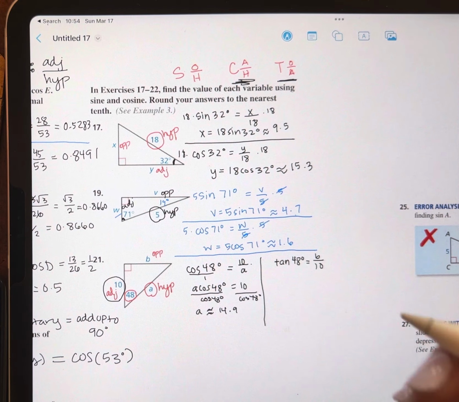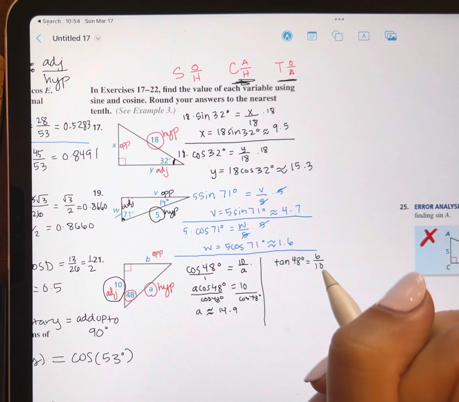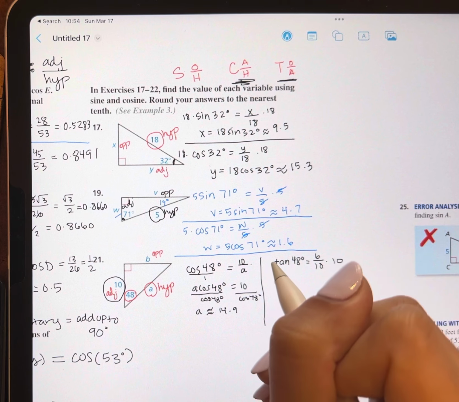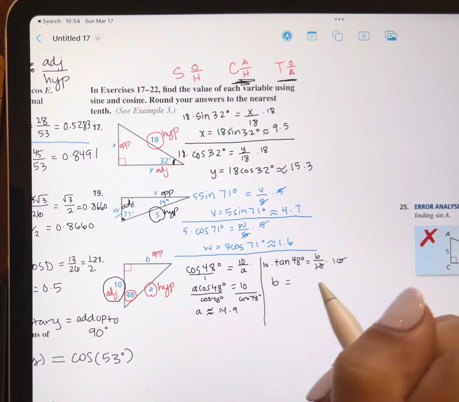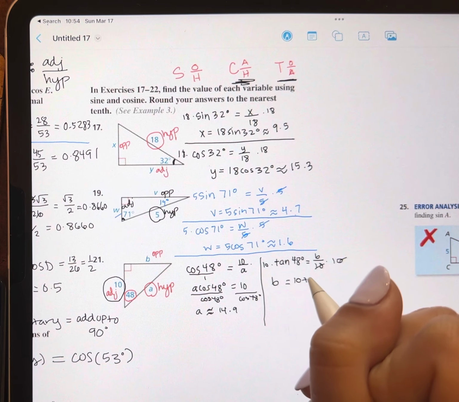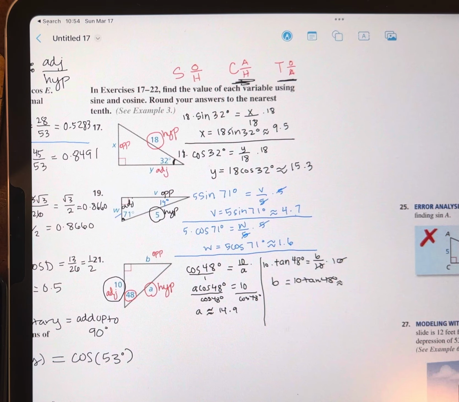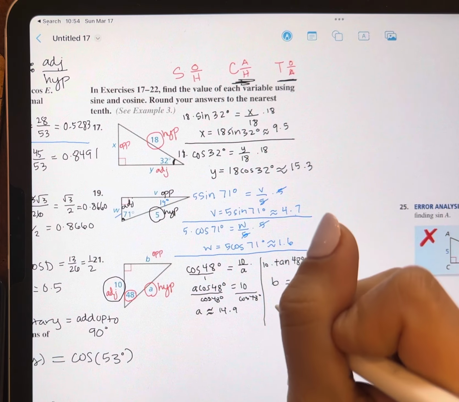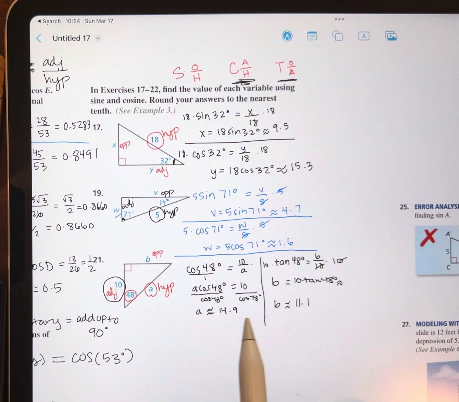Let's see what tangent would have done. For tangent, ooh, it comes out nicer. Look at that. The denominator is 10, so all I got to do is multiply both sides by 10. And then this cancels, and I get that b equals 10 tangent of 48, which is approximately 11.1. Okay, I guess doing it like this, we're done. We found A and we found B.